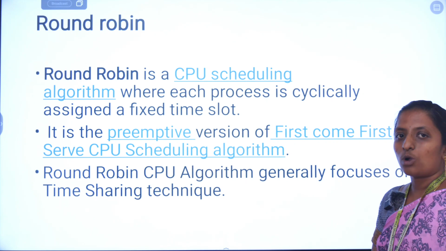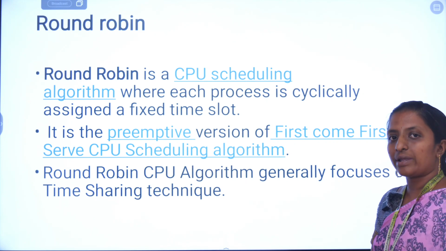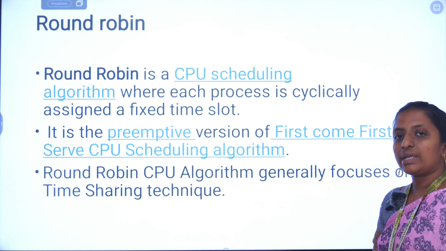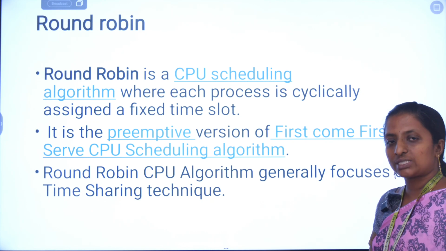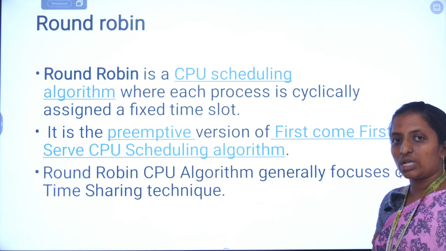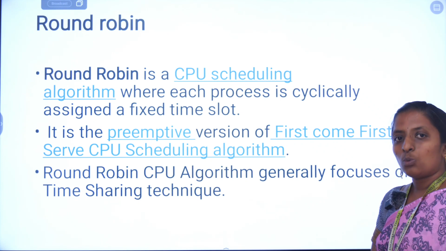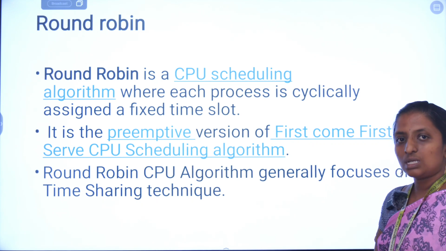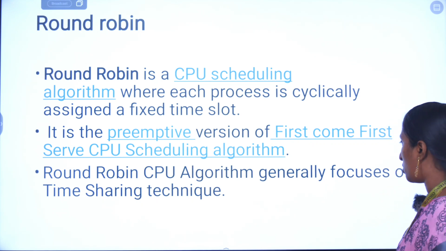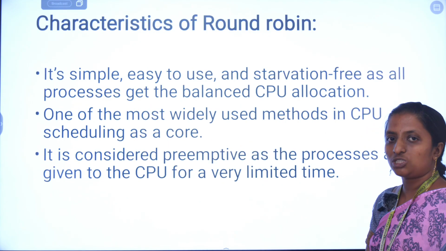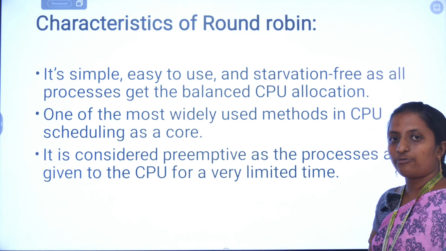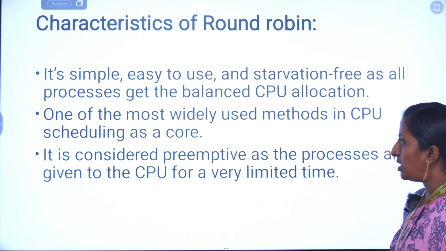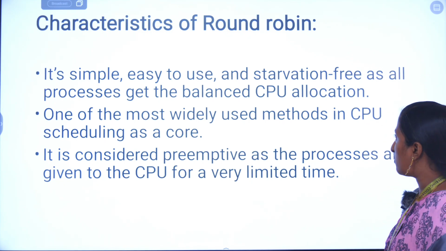The next algorithm we are going to see is the RR algorithm, or round robin algorithm. It is a CPU scheduling algorithm where each and every process is given a fixed time slot. Within that time slot only that process will be allotted the CPU. Once that time is expired, automatically the process will be sent out from the CPU. So this is about round robin algorithm. It is mainly focused on time sharing techniques. Whenever there is a need for sharing the time, you will be using round robin algorithm. It is very simple and easy to use and starvation free.